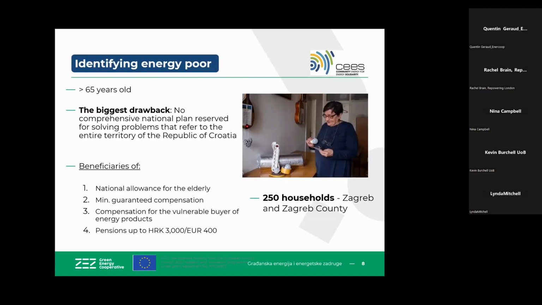So here we basically talk about the following: that our end users are older citizens, those older than 65 years, the beneficiaries of the National Allowance for the Elderly, the minimum guaranteed compensation. So basically the financially vulnerable citizens that are older. Why the older? Because they have chronic diseases, which makes it even harder for them to endure the consequences of energy poverty in their households, but also because statistically they are the ones most affected by poverty vulnerability.